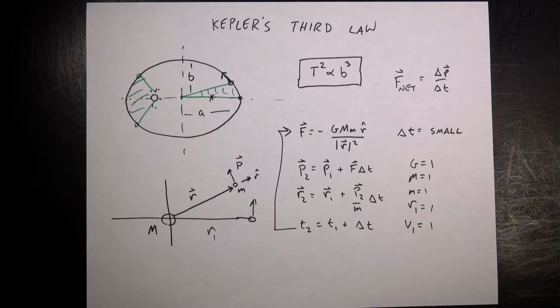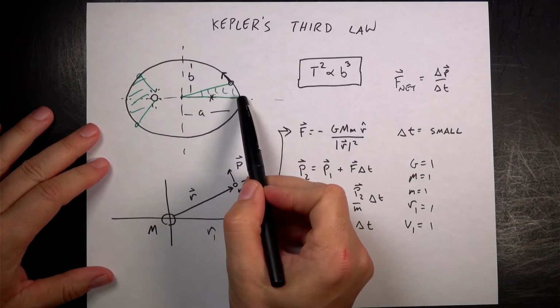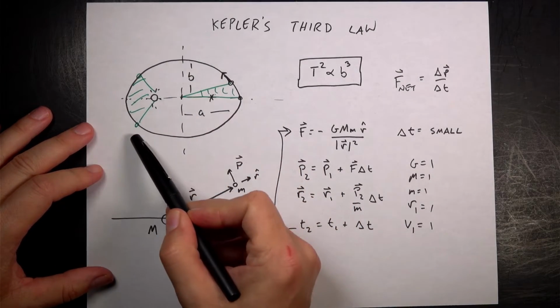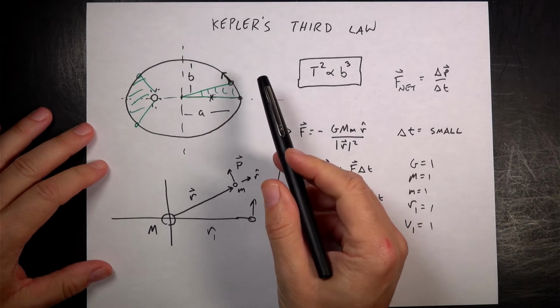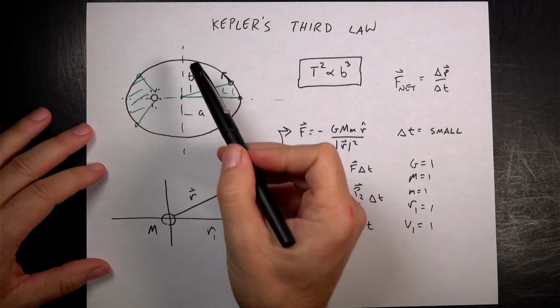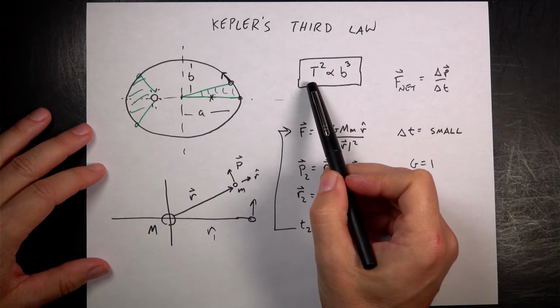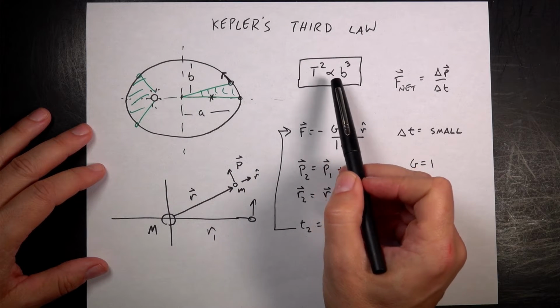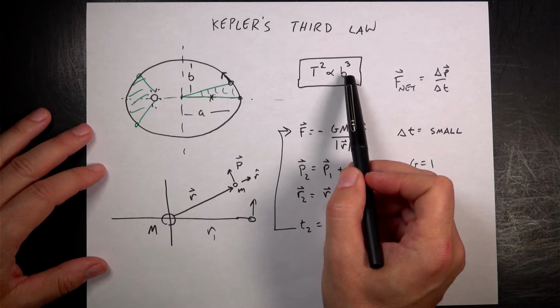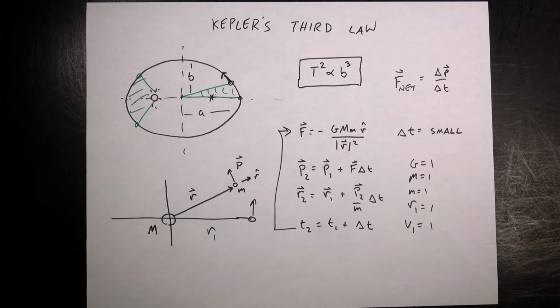Finally, we get to Kepler's third law. Kepler's third law says that if you measure the period, the time it takes to go all the way around, that is related to the semi-major axis. We have this: the period squared is proportional to the semi-major axis cubed. And that's what I want to show.